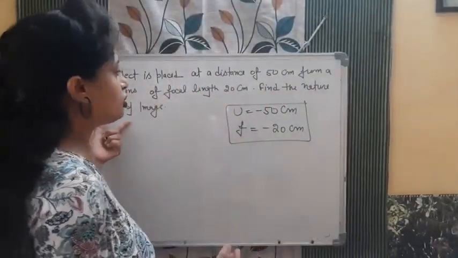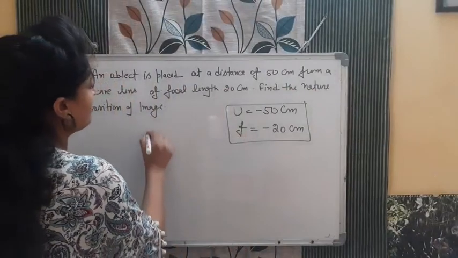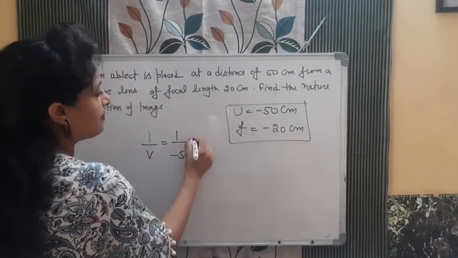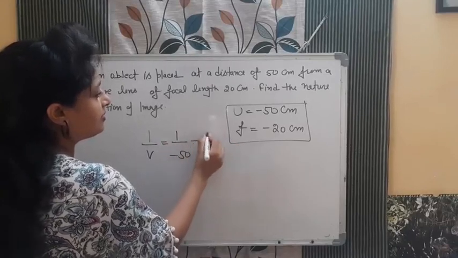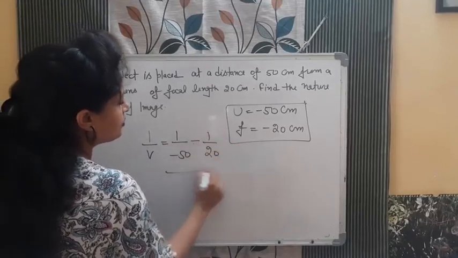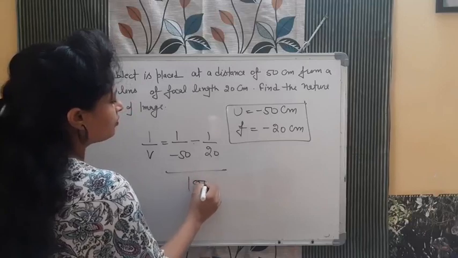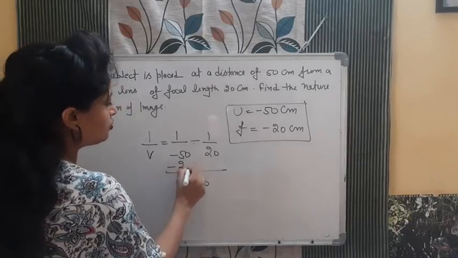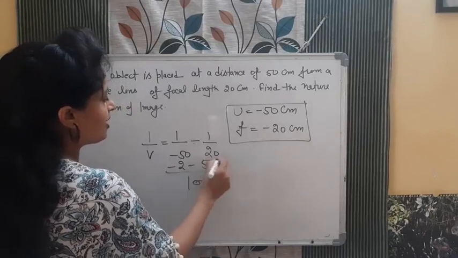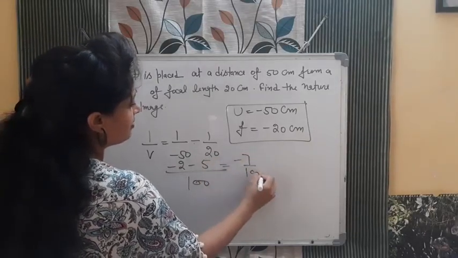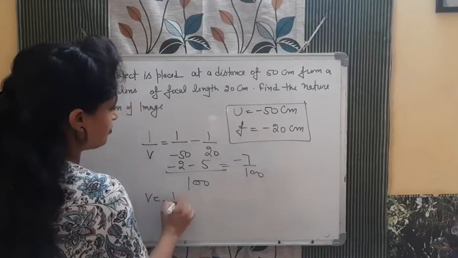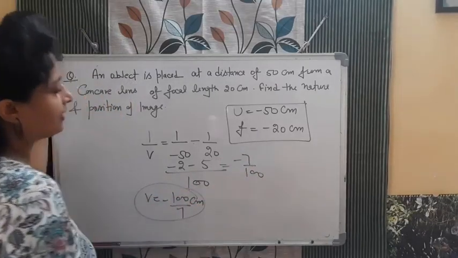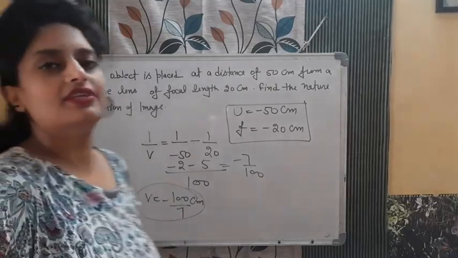The second thing, position of the image V. Simply apply: 1 by V is equal to 1 by U, minus 50, plus 1 by F, again 1 by minus 20. Okay. So from here, what you can do? You can simply take LCM: minus 2 minus 5 is minus 7 by 100, or you can say V is equal to minus 100 by 7. You will get your answer from here. Okay, so that is a very simple question.